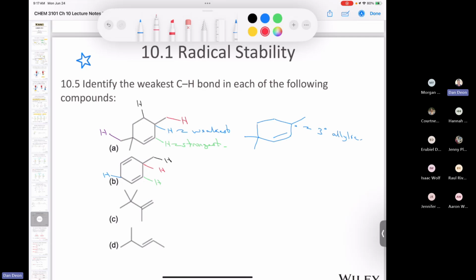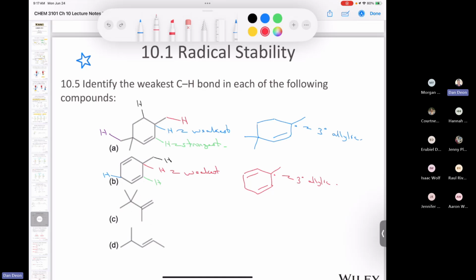Yeah, absolutely. So awesome. We'll put here weakest. What's the rationale? You end up with something that's tertiary allylic again. Draw my 6-membered ring, which looks like this. Once you form that radical, it is tertiary and it's allylic. That's a double whammy.